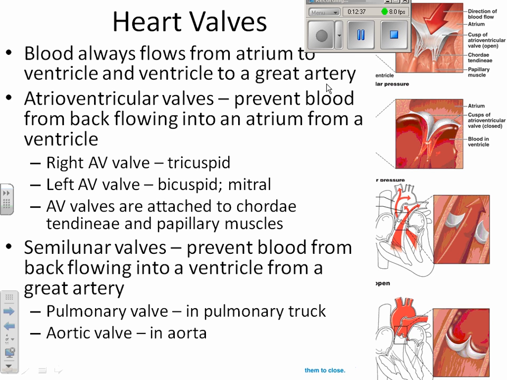And so basically, what are valves? They prevent the backflow of blood, and you can actually see that the atrioventricular valves prevent backflow of blood from the ventricles back into the atria. And you can see that the semilunar valves prevent the backflow of blood from the arteries back into the ventricles. Okay? So at this point, could you tell me the flow of blood through the heart?